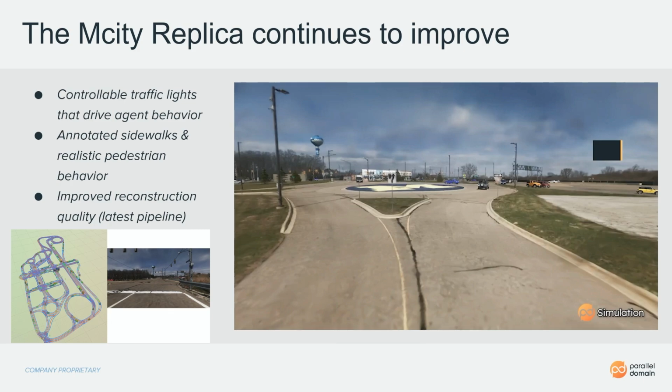And so let's talk about what we're doing with Mcity. We started to work together last year, when we delivered the replica in August, and now we've just delivered another set of improvements to that. Controllable traffic lights that will control agent behavior. I think we're going to have to work on optimizing those traffic lights for the time after the talk earlier. Annotated sidewalks and realistic pedestrian behavior.